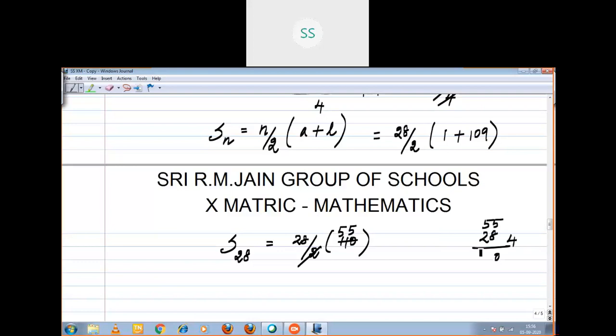44, 44, 10 remaining 1, 10, 11. So, your answer is 1540. Yes, 1540. If the nth term is given, how to find the sum of the sequence?